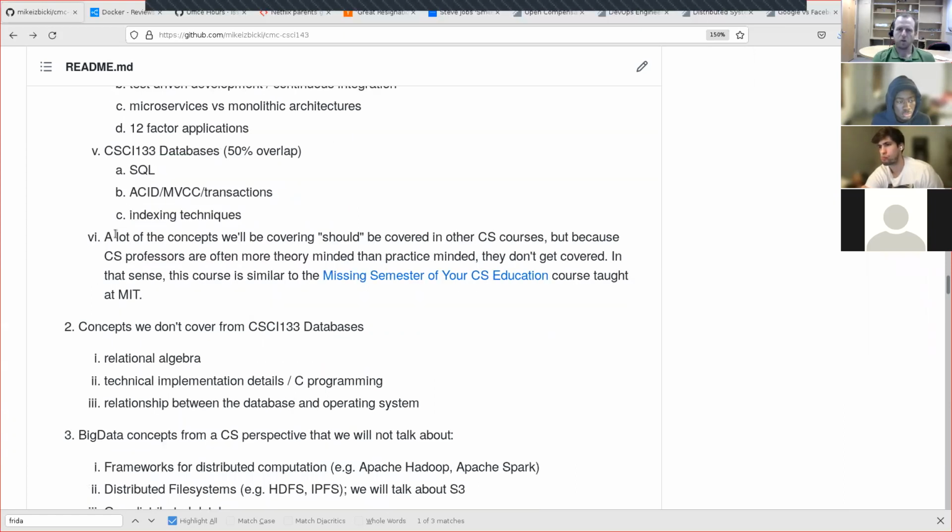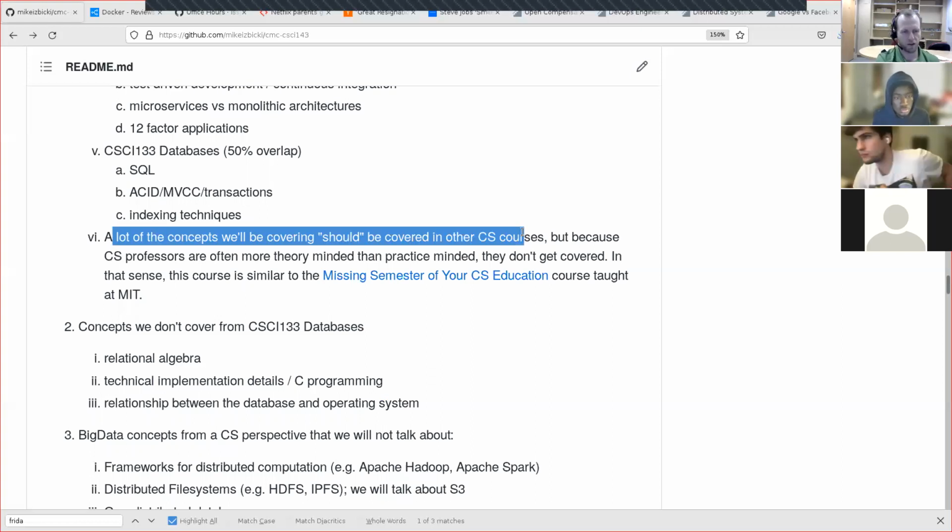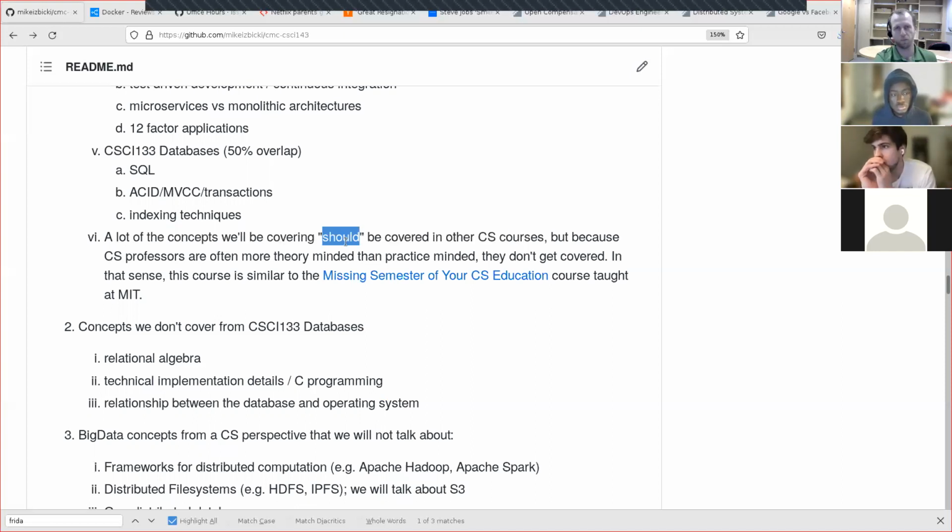Most of the stuff that we're going to be covering though, because it's so applied and because most computer science professors are not applied at all, very theoretically oriented, it's very possible that all of these overlapping concepts are not going to be covered in your other courses, even though I personally think they should be covered.